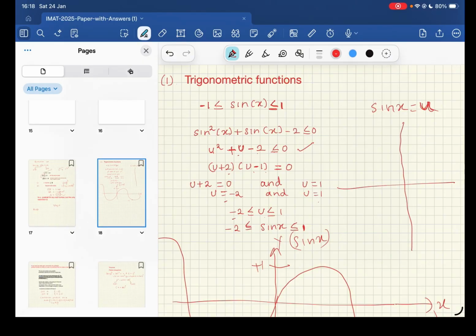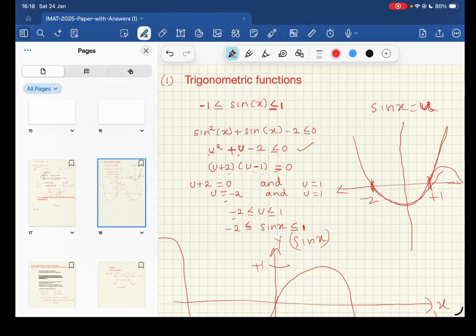If you wonder why I have chosen like that, if it is a parabola question and it has a solution, it should be in between, like -2 and +1. So this is u squared plus u minus 2. It's a quadratic equation. The coefficient of u squared is 1, so it has a minimum point. So the graph should be like this. Here the roots are -2 and +1. For this one, you can see -2 and +1.